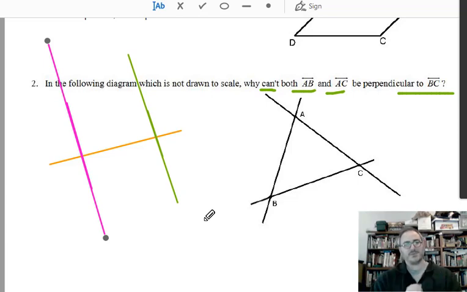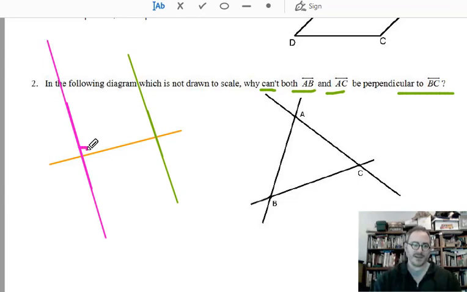But assuming my eyeballing job was pretty good, two lines that are both perpendicular to the same line are going to themselves be parallel. That's another postulate we're going to talk about later. If two lines are perpendicular to the same line, then those two lines are going to be parallel, right? This line goes through this point, this line goes through this point, but if they're both perpendicular to the same line, then they're parallel to themselves. So why can't AB and AC both be perpendicular to BC? Because they intersect, because they're not parallel.